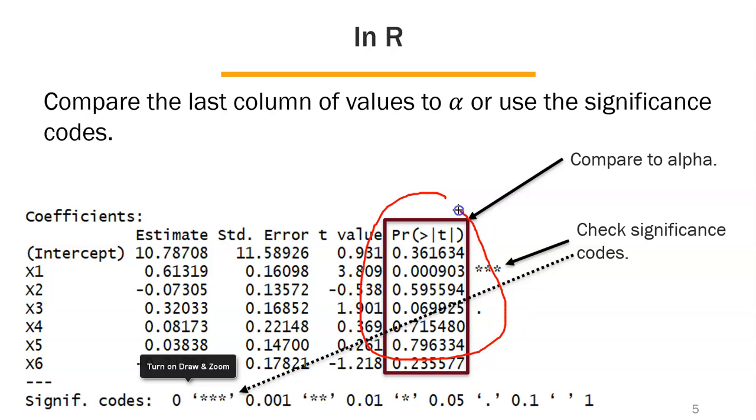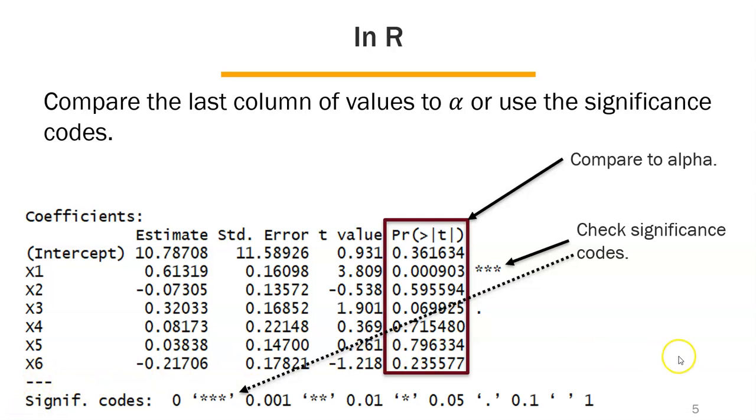So we've got this last column of values here. These are p-values, so you compare these to alpha, or you can look down here. If it has 3 stars or asterisks, it means it's statistically significant at the 0.001 level, and so on. If it has 2 asterisks, it's statistically significant at the 0.01 level, again, and so on.